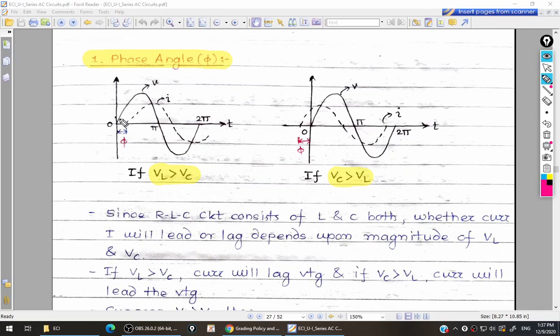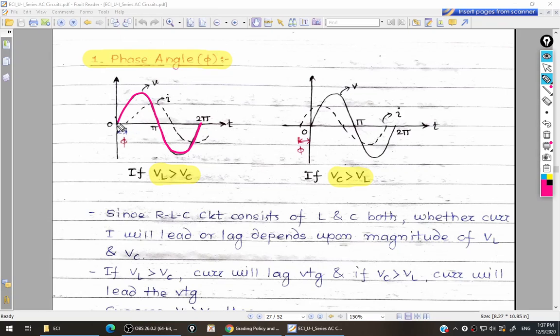So friends, we are assuming that the circuit is inductive. First of all, we are drawing the phasor diagram for voltage. Your voltage will start from 0 degree. Your sinusoidal voltage will look like this. And if your circuit is inductive, then definitely what will happen? Voltage is leading, current is lagging.